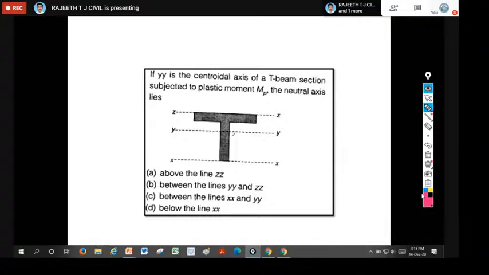The axis will lie between Y and Z axis. Here you are going to get the equal area axis, which is nothing but the neutral axis for your plastic section. The answer is that above the Z line is wrong, so between Y and Z is correct. Option B is correct for your section. And at the stage of formation of the plastic moment, the section area we should take here is Z to Y.